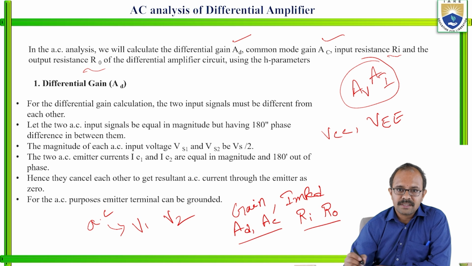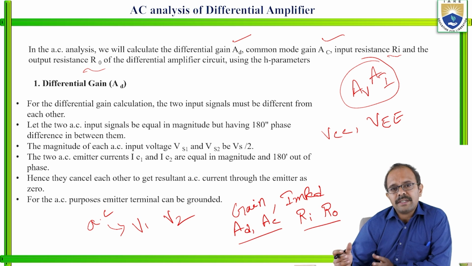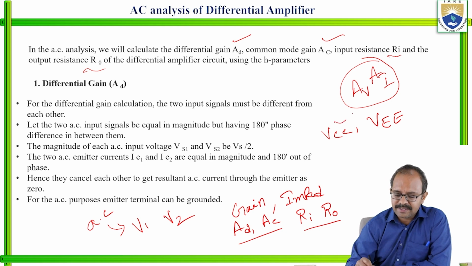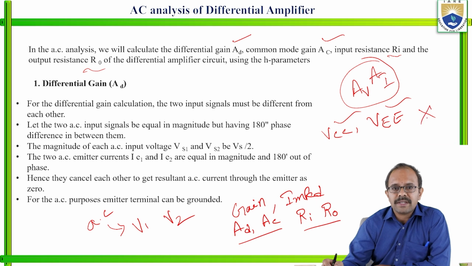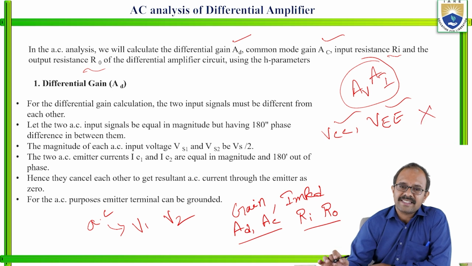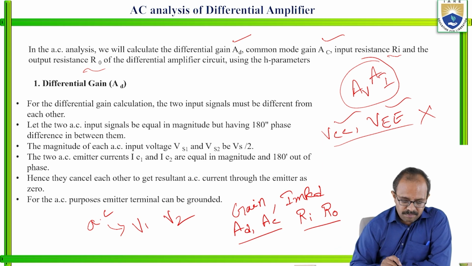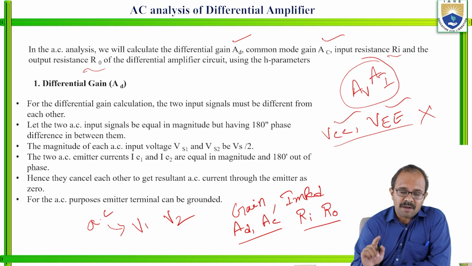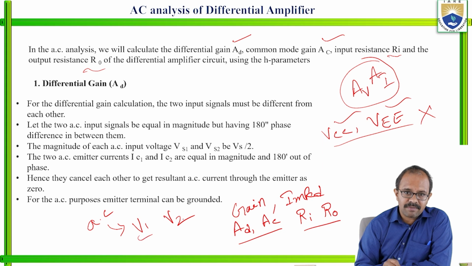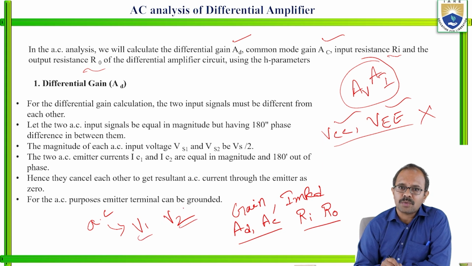The predominant DC components present in the circuit are the biasing voltages, VCC and VEE. These two components are not to be considered under AC analysis. The entire analysis is completely focused on determining the common mode gain as well as the differential gain by considering the two AC input signals, V1 and V2.